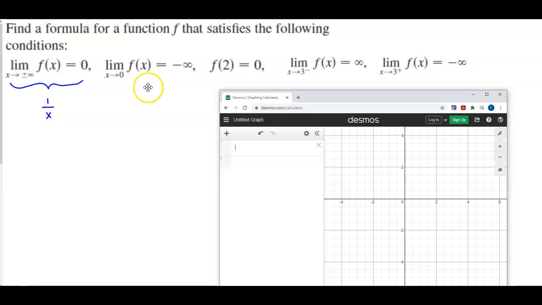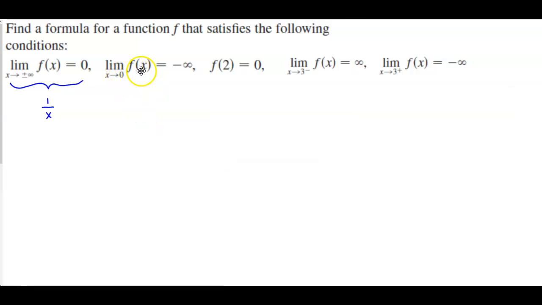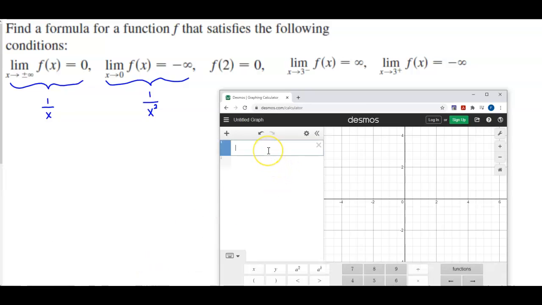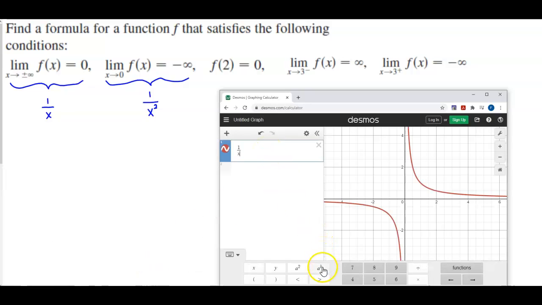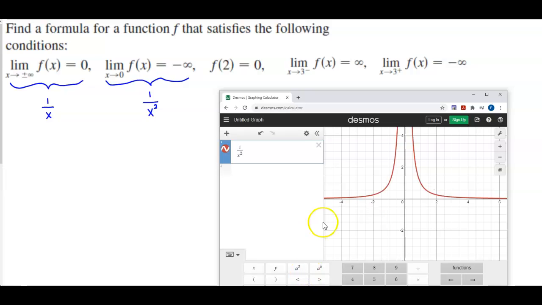Okay, now we want to take a look at this scenario where it says the limit as x is approaching 0 of f of x is equal to negative infinity. So when we look at this function, we can look at something similar to the first one, but it would be 1 over x squared. So let's see what happens when we graph 1 divided by x squared. Now it says as x is approaching 0, we want this function to approach negative infinity. Currently it's approaching positive infinity.